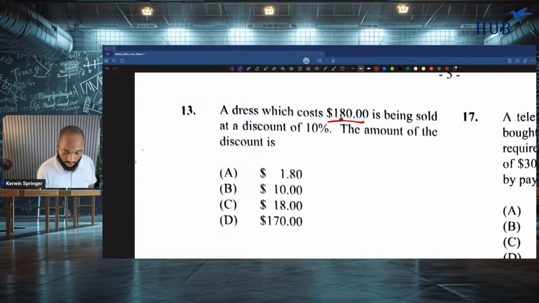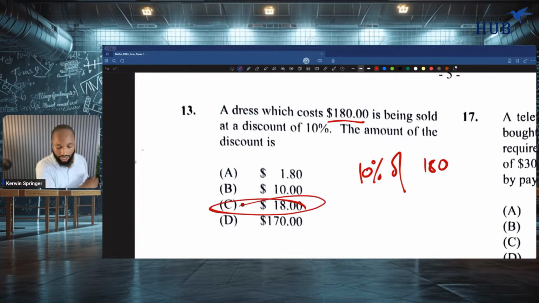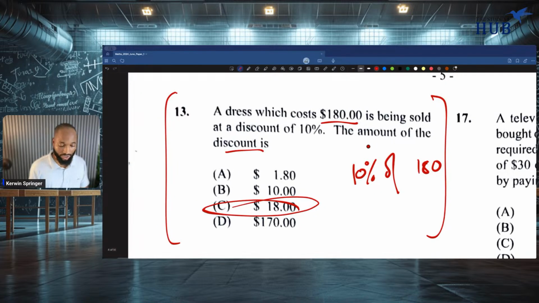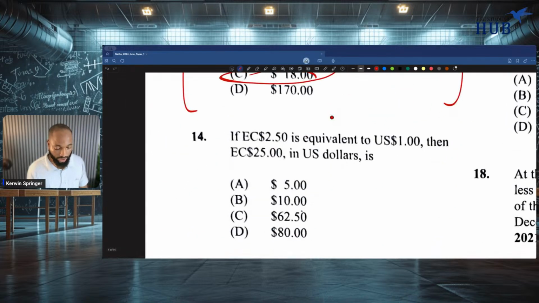It just costs $180. It's being sold at a discount. This is a repeat, right? So the amount of the discount is 10% of 180. Just move the decimal place by 1, and you get C. 10%, 10 over 100, multiply by 180, $18. Watch out with this question. A highly repeated idea, but they could switch it up. Instead of asking the discount, they could ask what the price will be. So you'll have to subtract 18 from that.